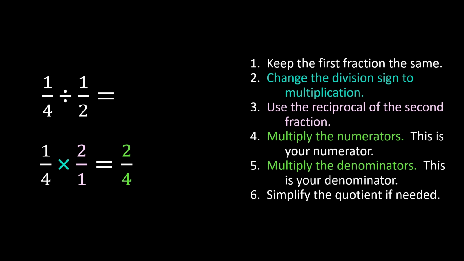Then, the very last question that you always need to ask yourself is, can I simplify? Well, 2/4 can be simplified because 2 and 4 share a common factor of 2. So I'll be dividing the numerator by 2, and I'll be dividing the denominator by 2. And 2 divided by 2 is 1, and 4 divided by 2 is 2. So my final answer is 1/2.